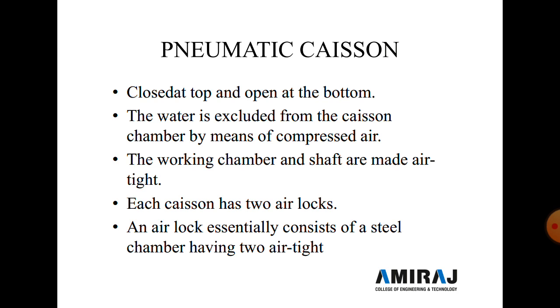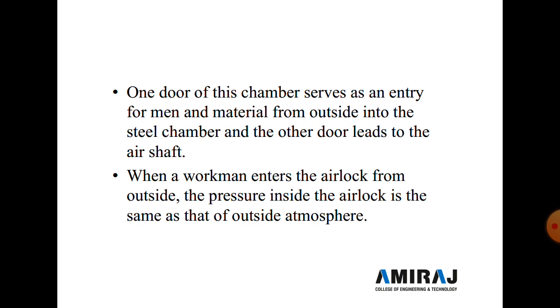Each caisson has two airlocks. Through one airlock workmen go down for working, while through the other, excavated material is taken out. The airlock essentially consists of a steel chamber having two airtight doors. One door of the chamber serves as an entry for men and material from outside into the steel chamber, and the other door leads to the air shaft.